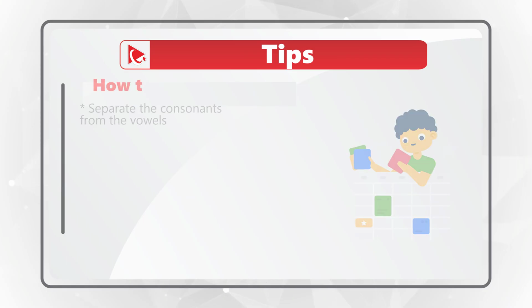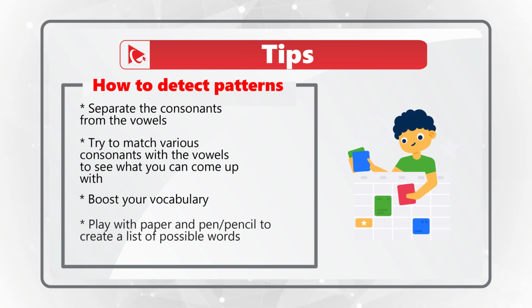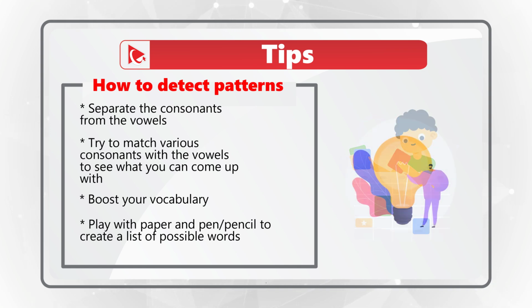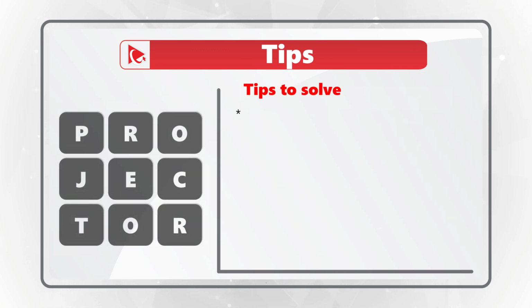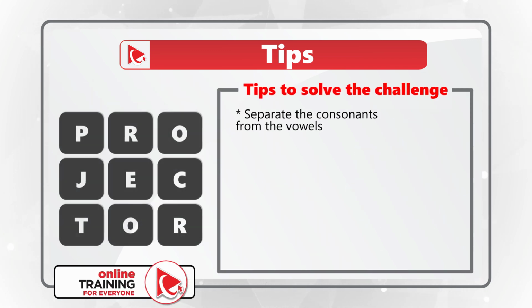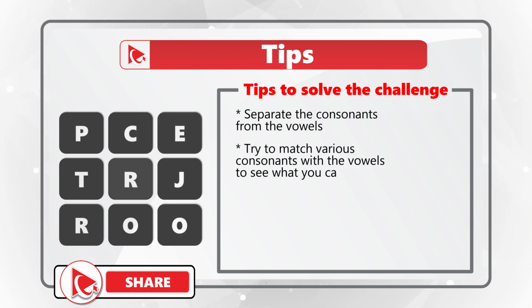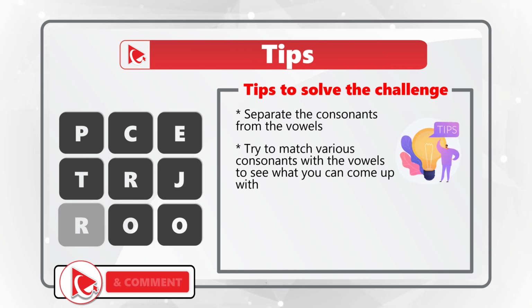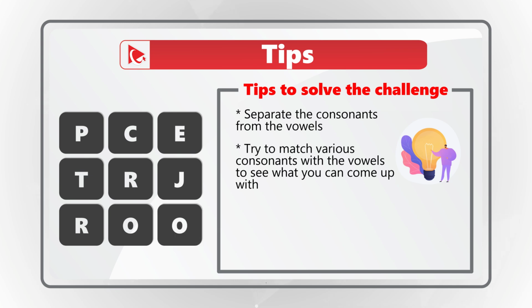Did you solve it on your own? In the past, when I posted similar questions, I received a lot of comments about how to solve them correctly. And here are some tips I'd like to share with you to help you solve these types of challenges in the future. One idea might be to separate the consonants from the vowels. For example, the consonants here are P, C, R, T, J, R, and the vowels are E, O, and O. As you separate them, you can start building the word. For example, P-R-O is the set of letters that can start the correct word projector and can lead you to the correct answer.